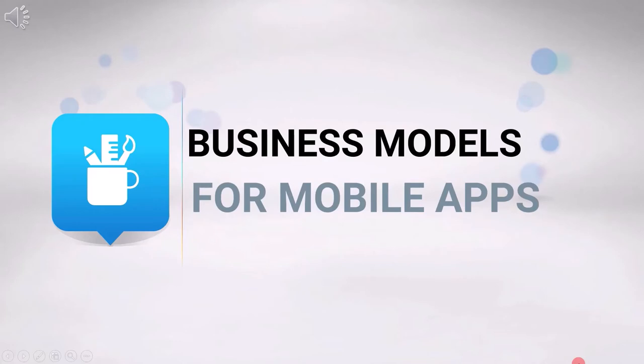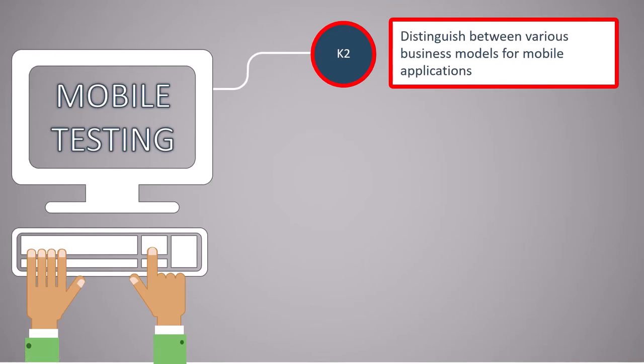In this lecture, we will cover the business models for mobile apps. Here is the learning objective. It is to distinguish between various business models for mobile applications, and it is marked as K2.